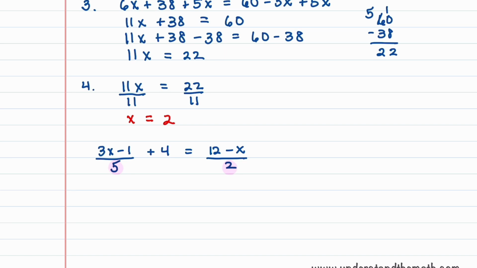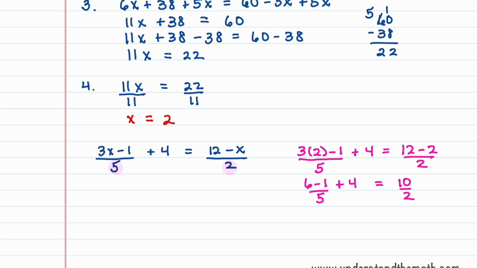We're going to plug in x is equal to 2. So we have 3 times 2 minus 1, all divided by 5, plus 4 is equal to 12 minus 2 over 2. Now we're going to see if the left-hand side equals the right-hand side. On the left, we're going to have 6 minus 1 over 5 plus 4. And on the right, we're going to get a 10 over 2.